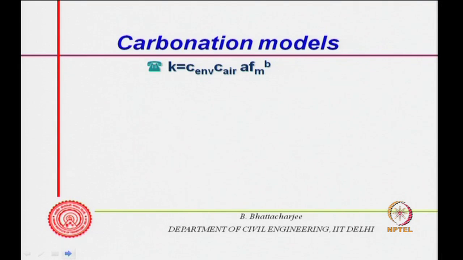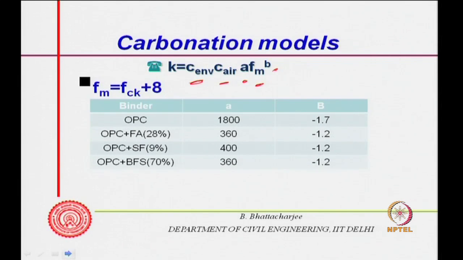Now, k depends upon many factors. This is for our qualitative understanding. One thing, the depth of carbonation at any time is proportional to root over t, the time from the starting of carbonation. That more or less fits in well with the experimental data. But the constant of proportionality, empirically people have seen, is a function of C environment, C air, A and B, which are two constants, and the strength of the concrete. So, C environment and C air we have talked about. Now, Fm is equal to Fck plus 8. So, it is mean strength, actually one can take it that way.